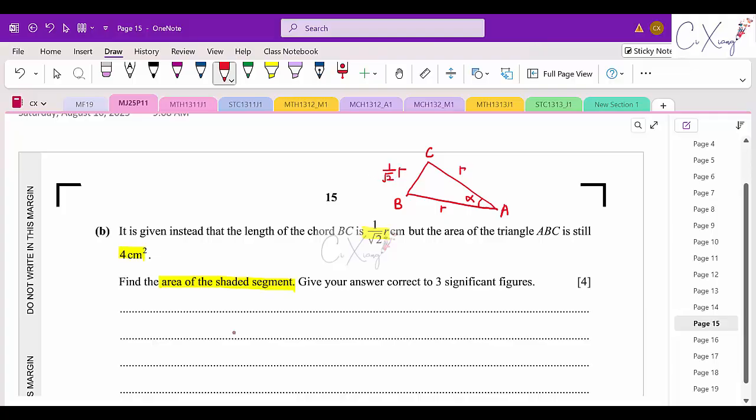Okay, and now they want us to find the area of the shaded segment again. To find the area of the shaded segment, of course, we need to figure out the value for alpha and the value for R. By looking at this triangle, I can actually form one equation by using the cosine rule. I don't know whether you still remember the cosine rule or not. So just recall back, the cosine rule.